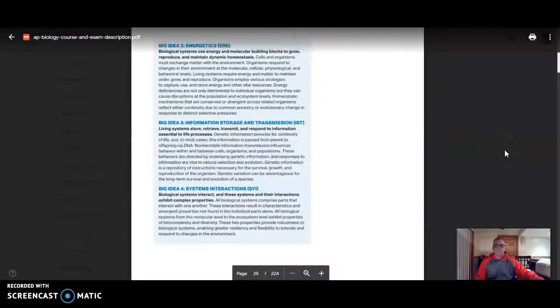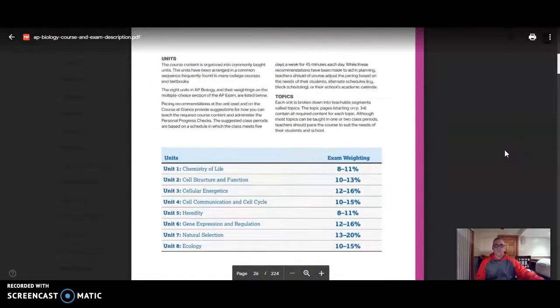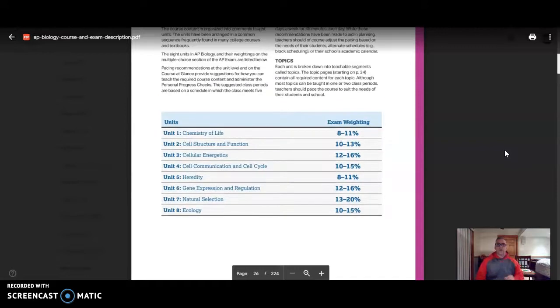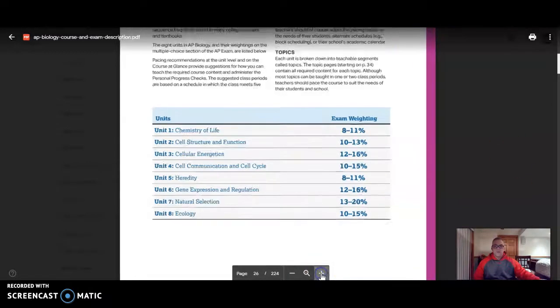All right. So what this is going to show us is content-wise what the exam weighting is. And I know we've referenced this in class before, and I think if you take a look at this, let me zoom this in a little bit even further.